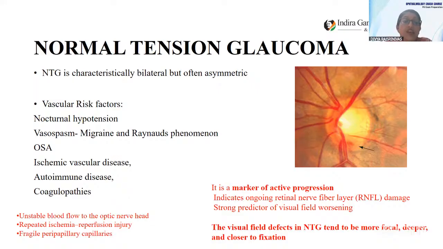So sometimes they can ask you what are the vascular risk factors causing normal tension glaucoma. It can be nocturnal hypotension, vasospasms like migraine and Raynaud's phenomenon, obstructive sleep apnea, ischemic vascular diseases, autoimmune diseases, and coagulopathies. The examiner might ask what is the characteristic hemorrhage and which is the characteristic site for normal tension glaucoma. It is usually the infratemporal region, and it is also called Grant's hemorrhages or Vancouver hemorrhages.